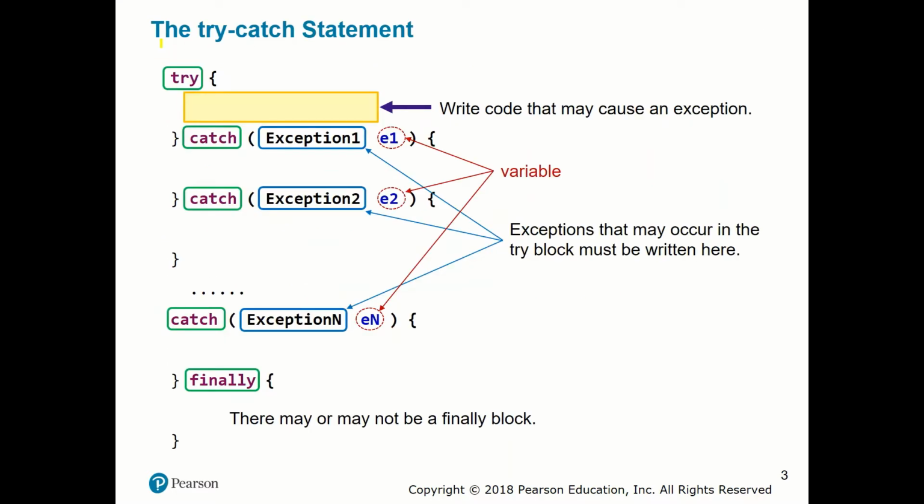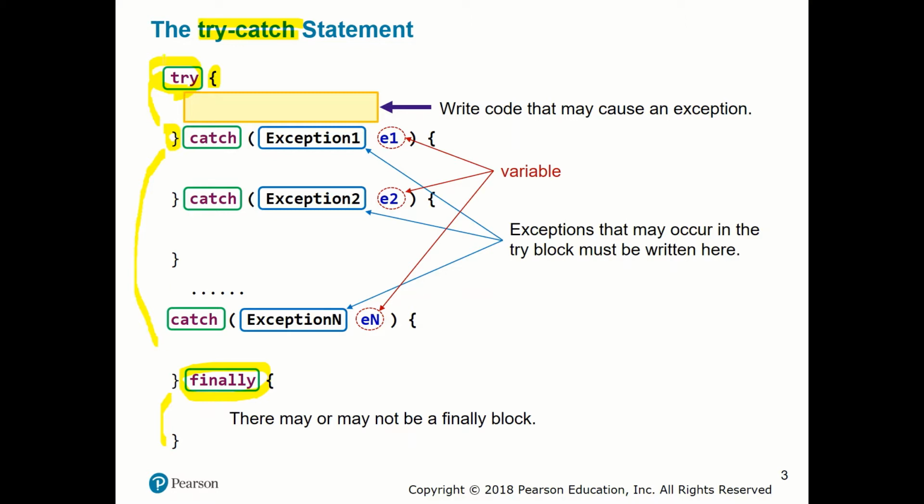This is a try-catch statement. A try-catch statement starts with a try block. Here, you must have a right brace like this, and we call this the try block. And then catch blocks, several catch blocks can be written like this. There are one or more catch blocks, and there may or may not be a finally block at the last, like this. This is the try-catch statement.